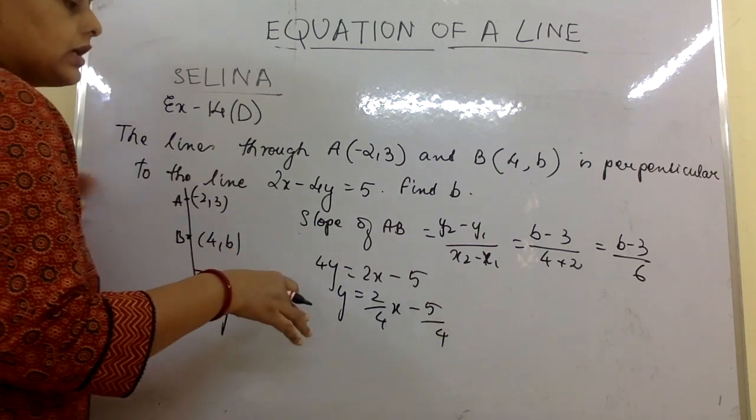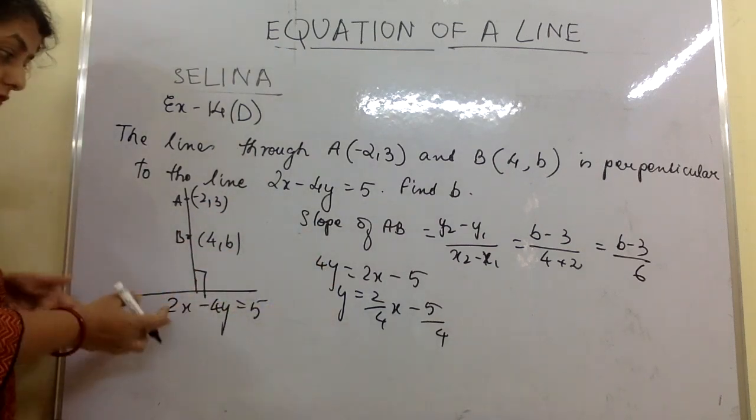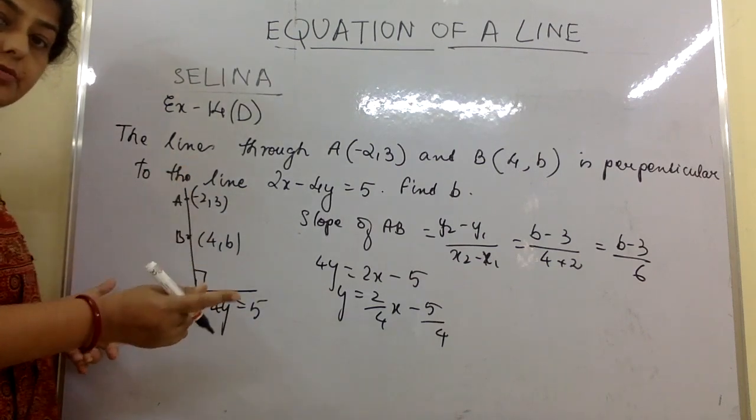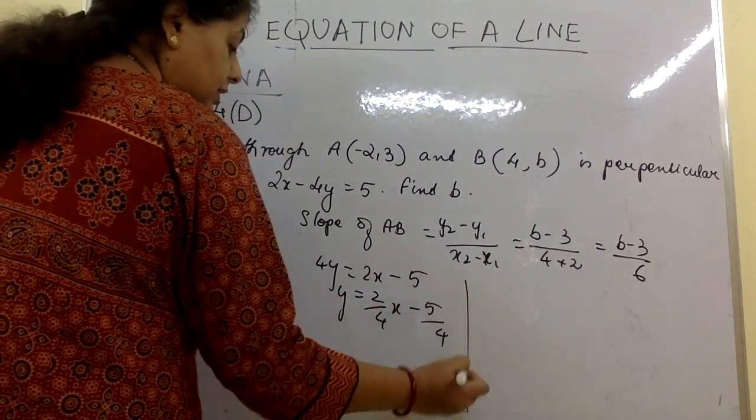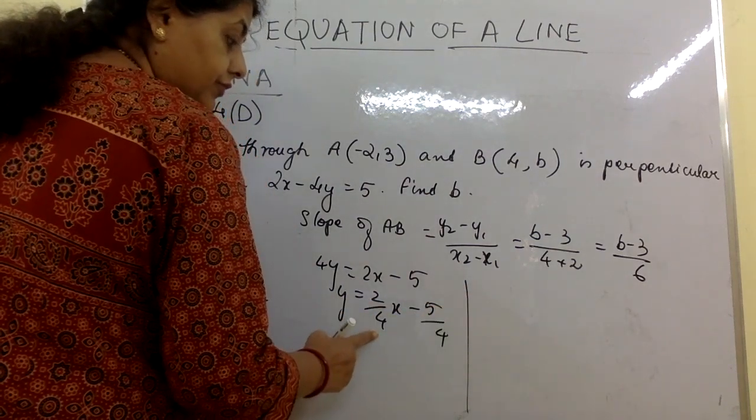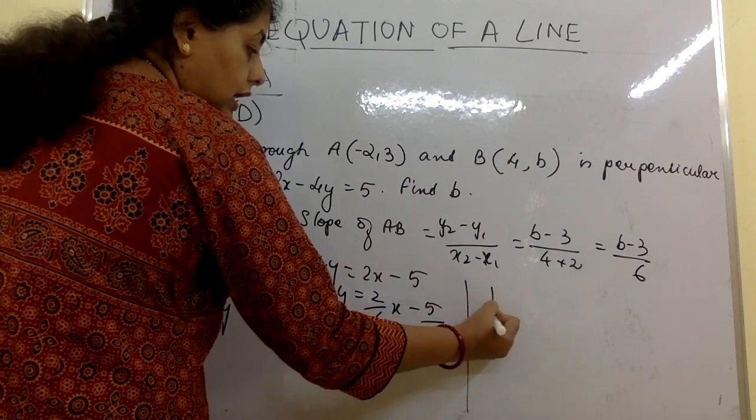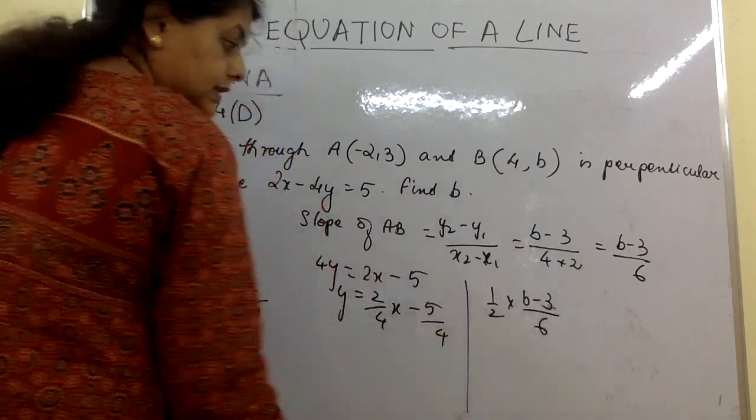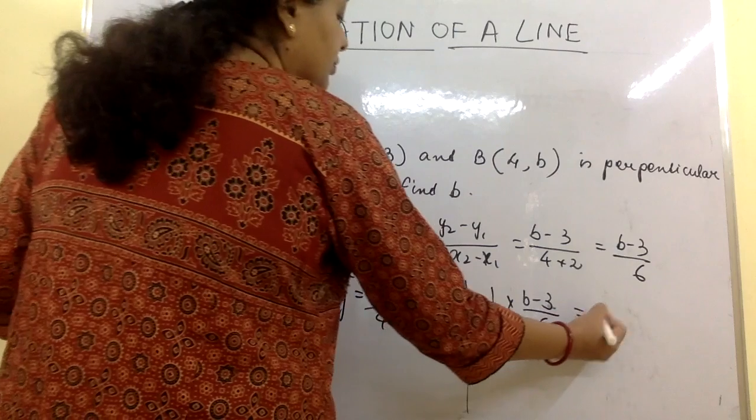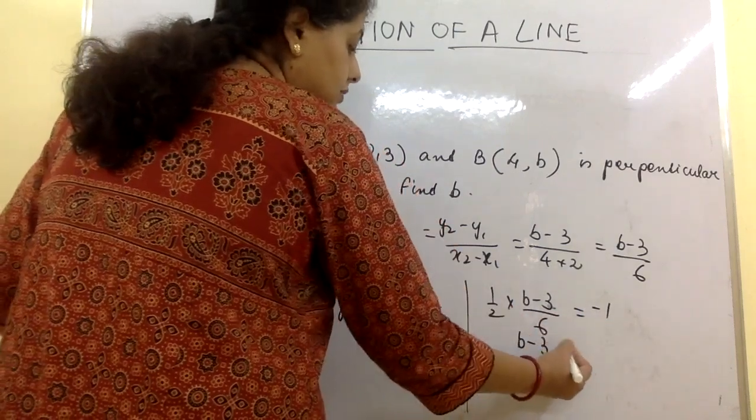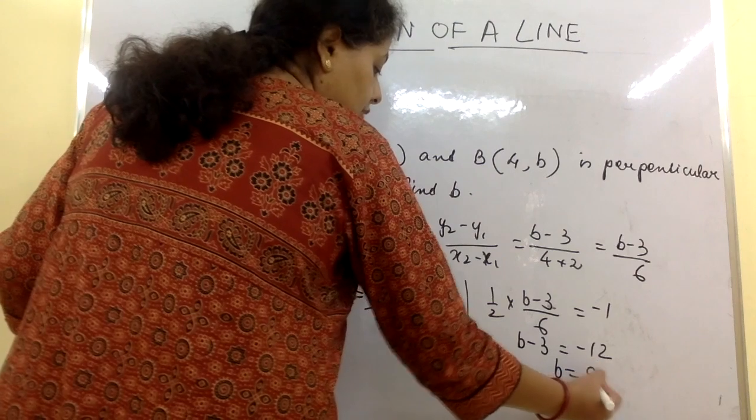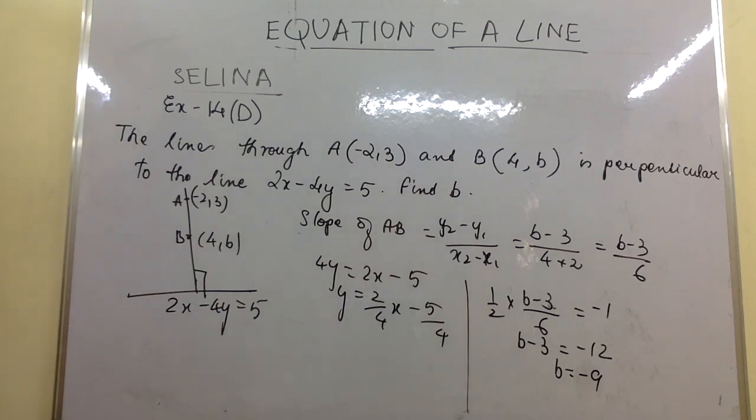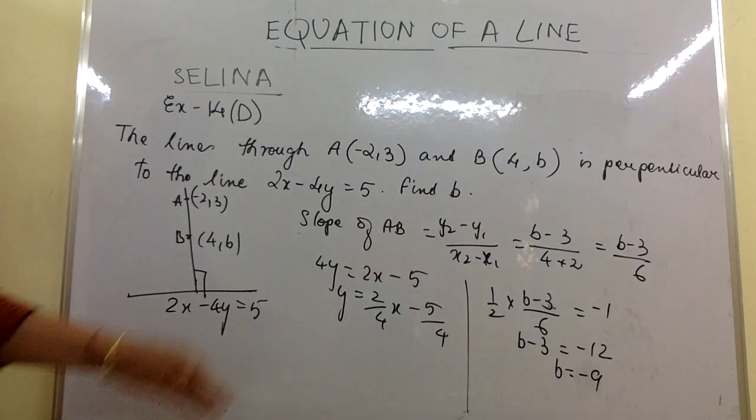Now the product of the slope of this line with the slope of this line has to be minus 1. So now I am going to multiply. The slope here is half, or 2 by 4. So half into b minus 3 by 6 is equal to minus 1. So b minus 3 is minus 12, and b is equal to minus 9 is my answer. Okay, so the value of b is minus 9.